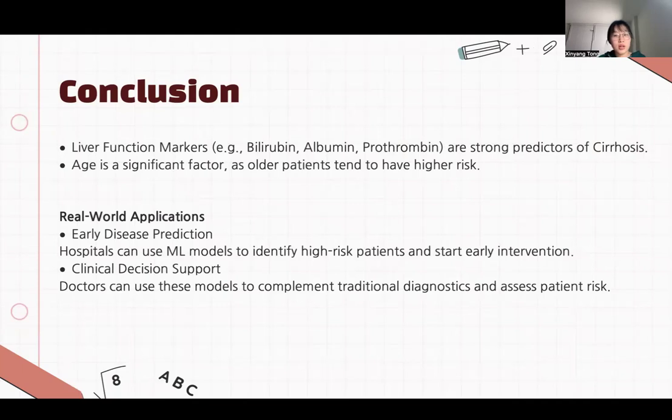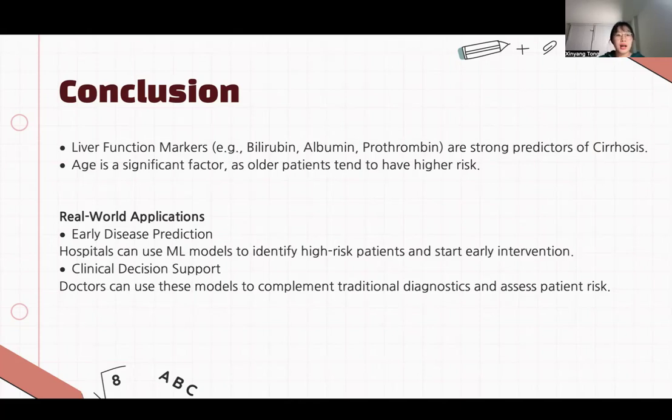Next, here comes the last part, the conclusion. From the code results, we can see that liver function markers like bilirubin and albumin are strong predictors for cirrhosis. And age is also a significant factor, as older patients tend to have higher risk. These relationships are drawn from the correlation heat map and also the classification models.